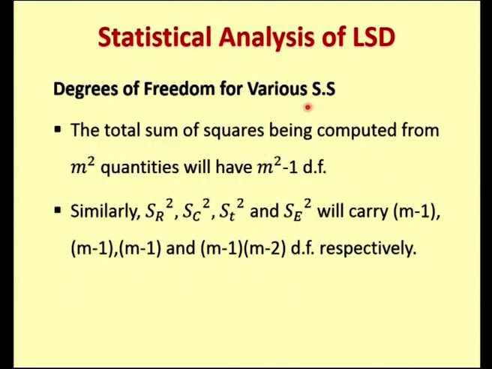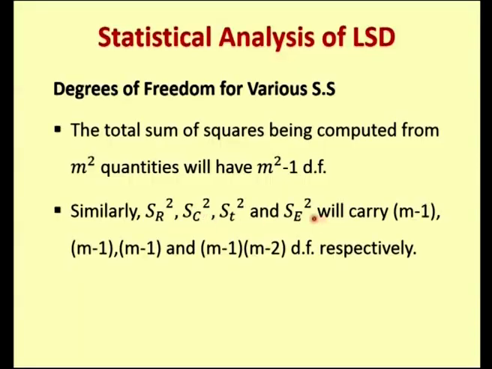The degrees of freedom for various sums of squares are obtained as follows. For the total sum of squares we will have m squared minus 1 degrees of freedom, as we have m squared plots or observations. Similarly, the row sum of squares, column sum of squares and treatment sum of squares will carry m minus 1 degrees of freedom each, and the error sum of squares will have (m minus 1) into (m minus 2) degrees of freedom. This is because the number of treatments is equal to the number of rows is equal to the number of columns. These three will have the same degrees of freedom, that is m minus 1.